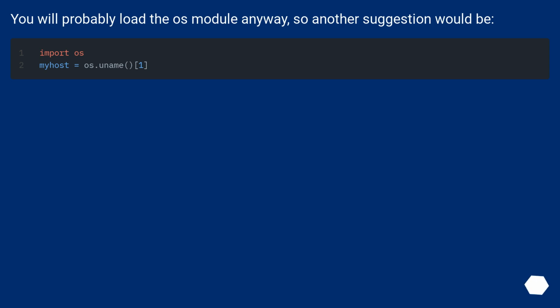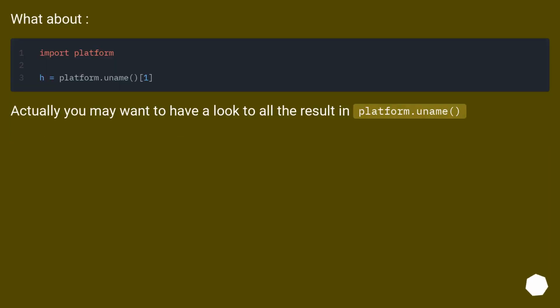You will probably load the OS module anyway, so another suggestion would be this. What about this? Actually, you may want to have a look at all the results in platform.uname.